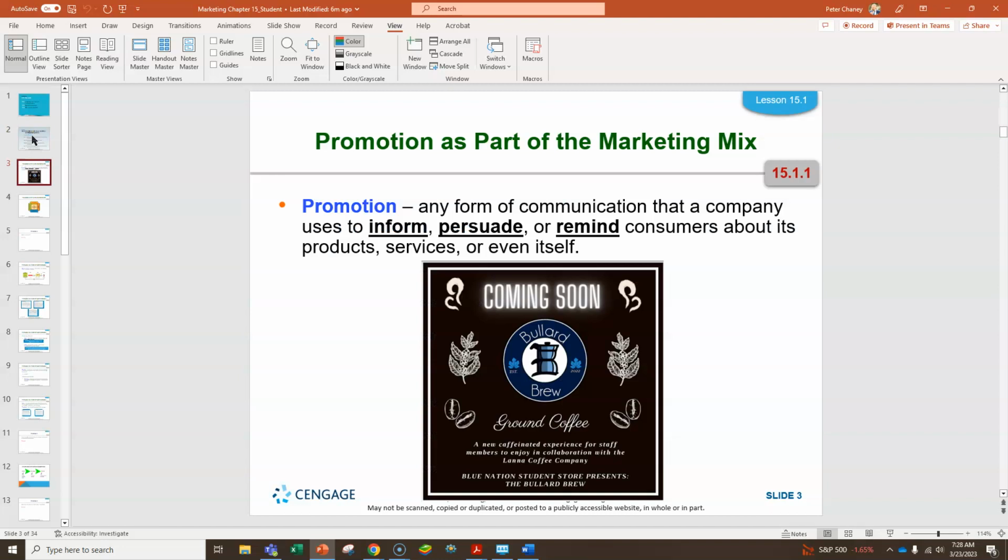So, promotion is the marketing mix. The definition of the word promotion is this: any form of communication that a company uses to inform, persuade, or remind consumers about its products, services, or even itself. So in this instance, we have a Bullard Brew print advertisement from last year, and it falls under one of these categories since it says coming soon, and I don't see a price or really a call to action other than that. This falls under the inform category. So this is a type of promotion to inform people of a new product.